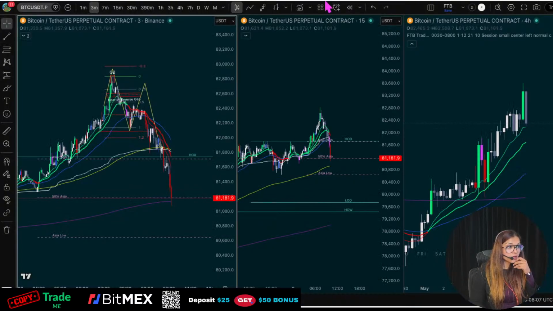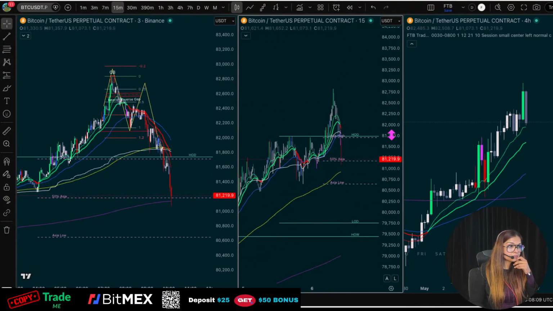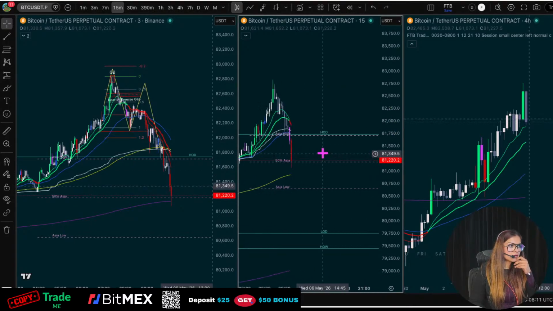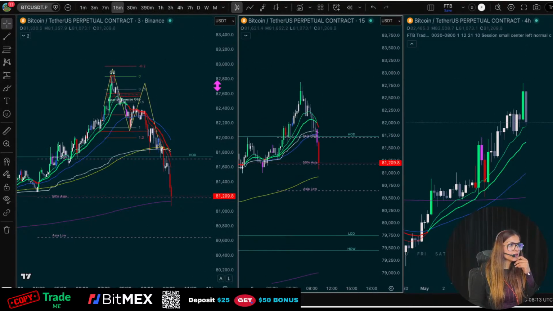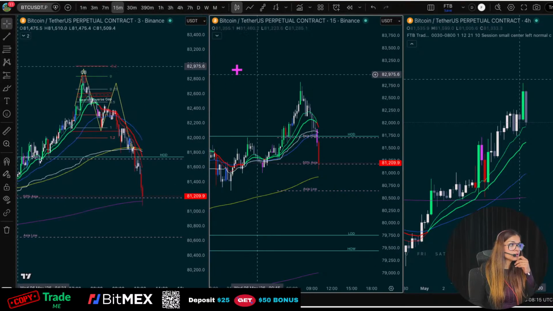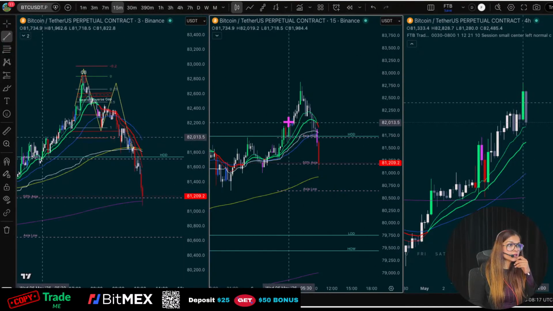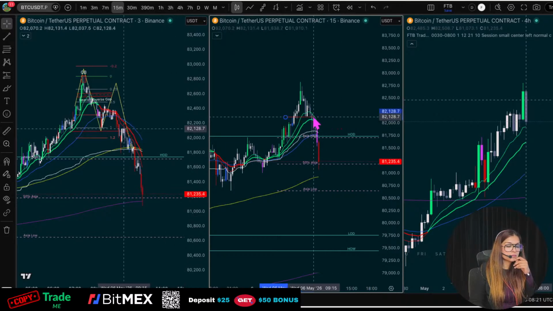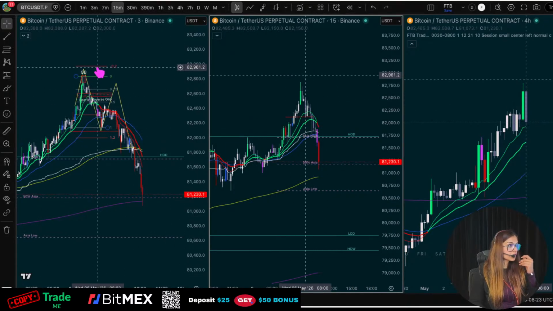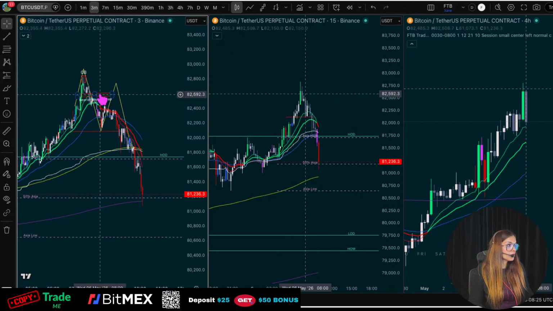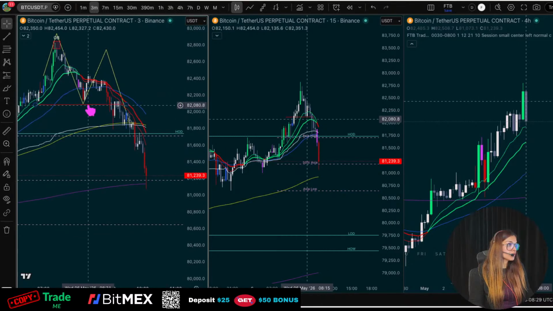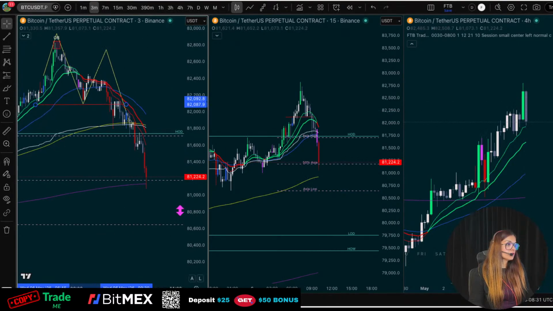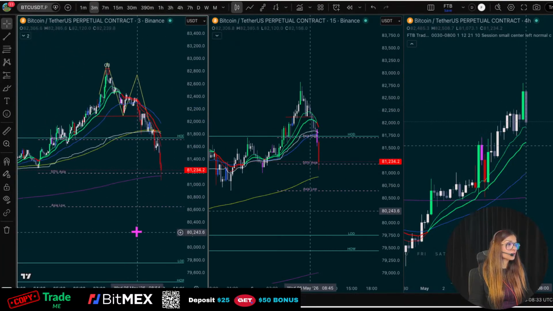If you look at price itself on the 15-minute, this here is a clear market structure break. Like I've said before, on the 3-minute time frame, that was a clear market structure break here. And price is just free falling right now.